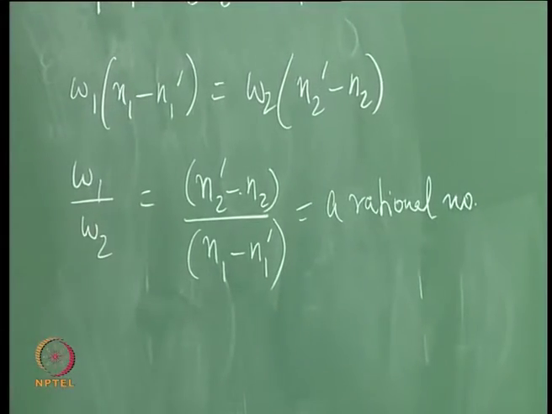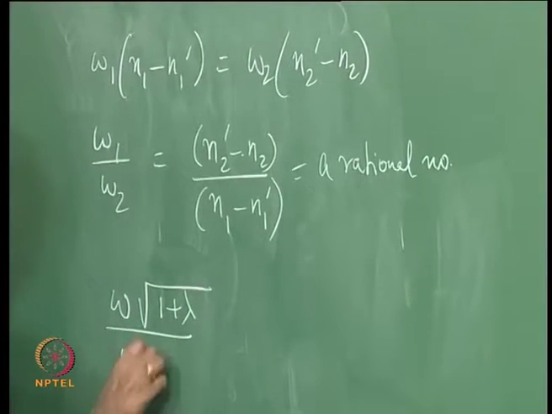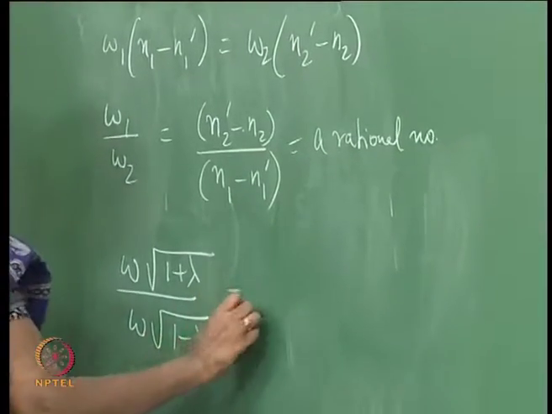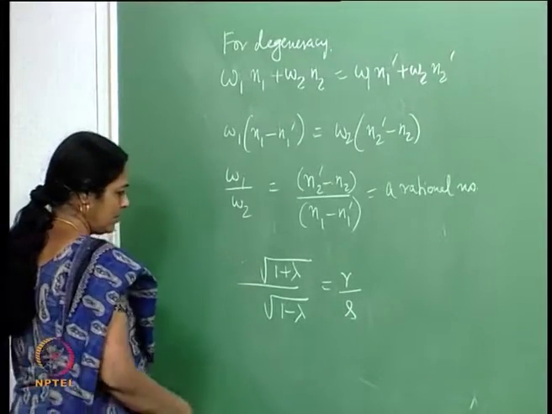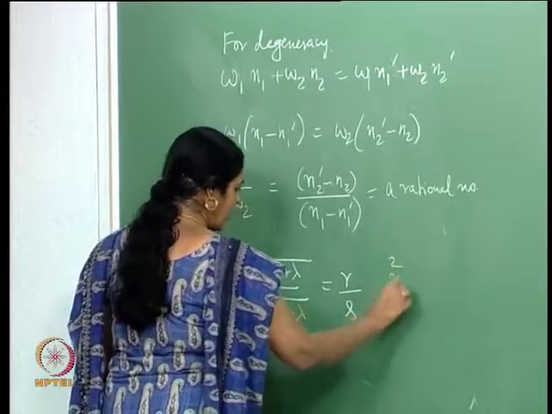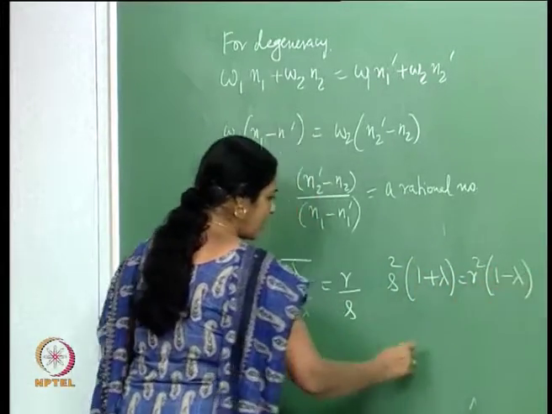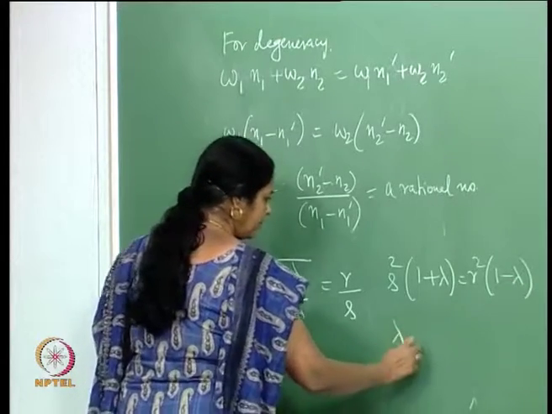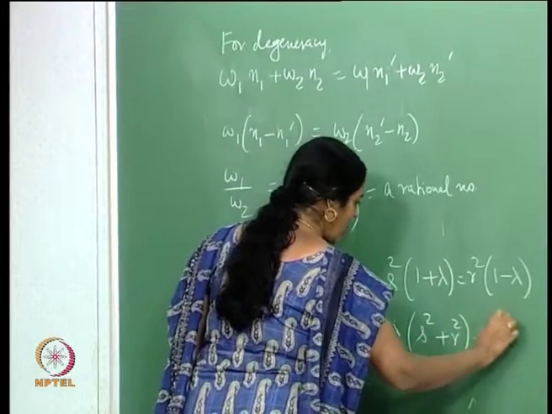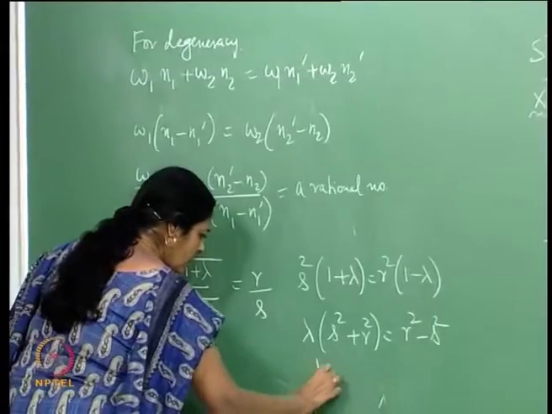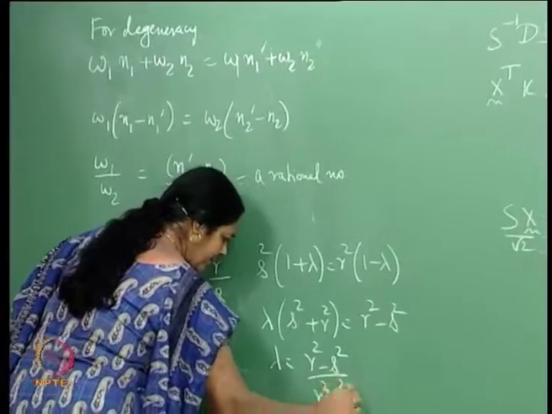So, what does that mean for lambda? Omega 1 is omega root of 1 plus lambda, and omega 2 is omega root of 1 minus lambda, and this is some rational number r by s. So, what does that imply for lambda? s squared times 1 plus lambda is r squared times 1 minus lambda, or lambda times s squared plus r squared is equal to r squared minus s squared. So, lambda is r squared minus s squared by r squared plus s squared.